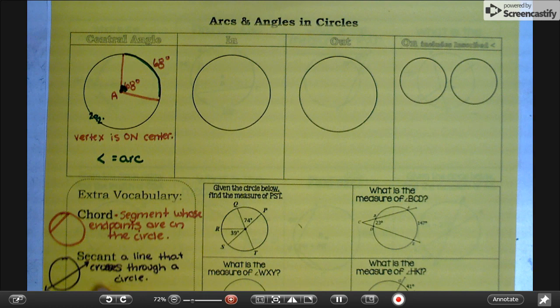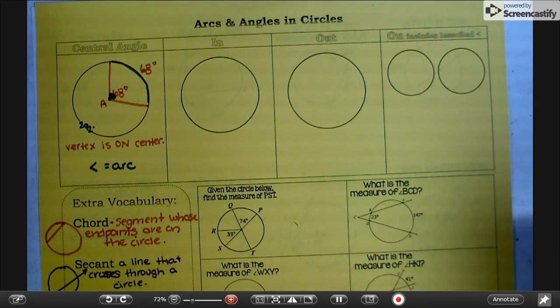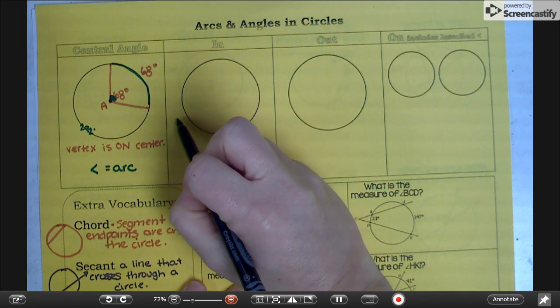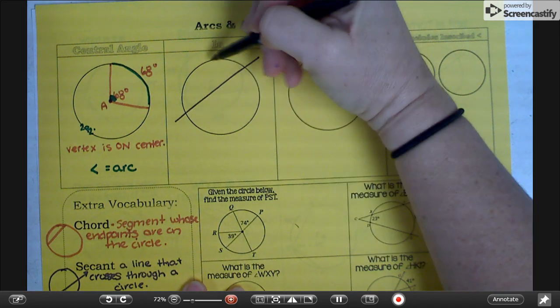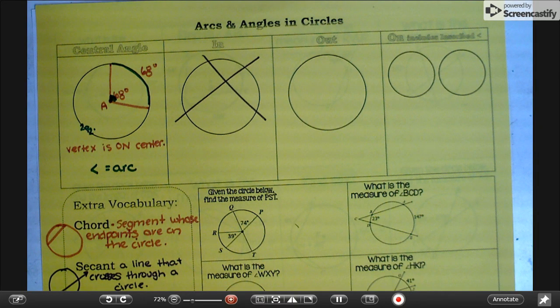All right, and then we have three separate cases. We have when lines or segments cross in the circle, when they cross out of the circle, or when they cross on the circle. If they cross in the circle, you're going to have two secants or a secant and a chord or something like that that intersect inside the circle.